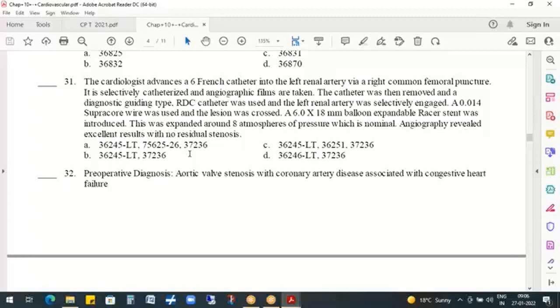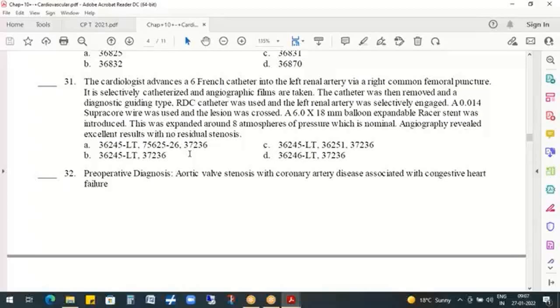Read the code description 37236. See, when you are practicing, you will get doubts. Every Sunday I am going to take a doubts discussion session. Don't worry, you will clear your doubts. Okay.